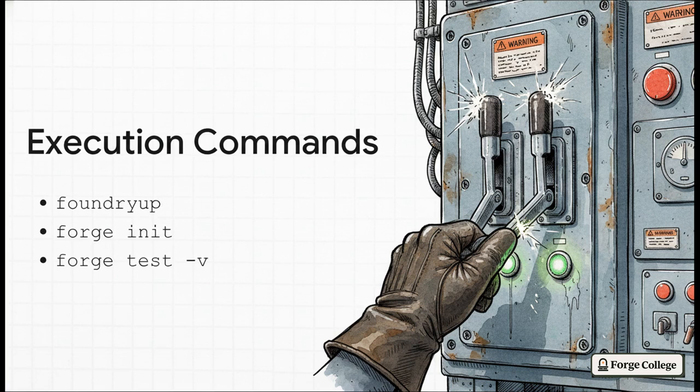First up, foundryup --version ensures your tools are installed and completely up to date. Next, forge init --minimal initializes a clean Foundry environment right in your directory without completely overriding your existing contracts. And finally, the big one, forge test -v. That runs the suite with that little -v adding verbose logging so you can see exactly what's happening under the hood.